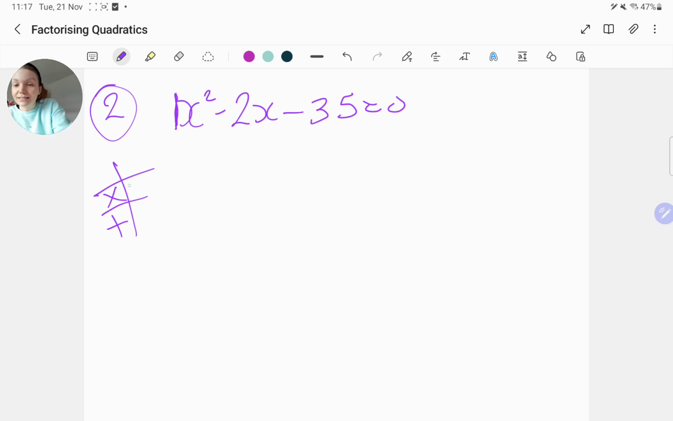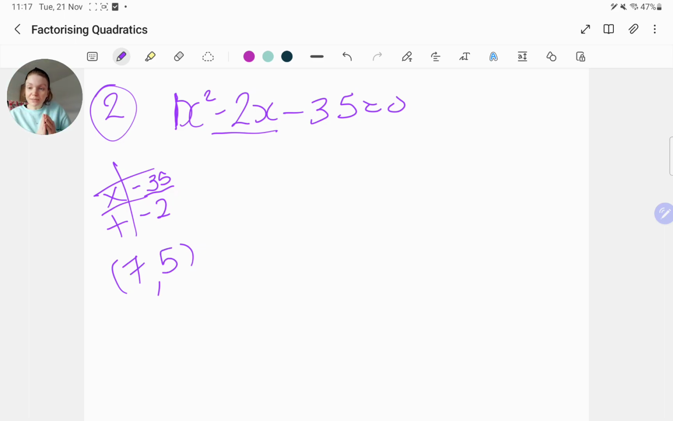So a plus and a minus is a minus, so minus 35. And we always add to give the middle term, which is minus 2. So now we want to think of two numbers that multiply together to give 35, and we can add the negative in at the end, okay? So the obvious one I think is 7 and 5.